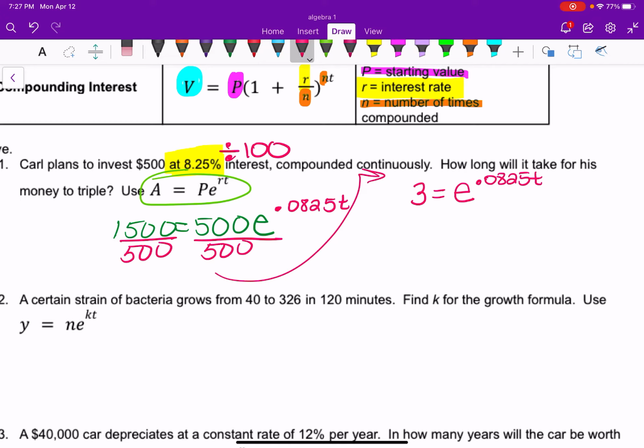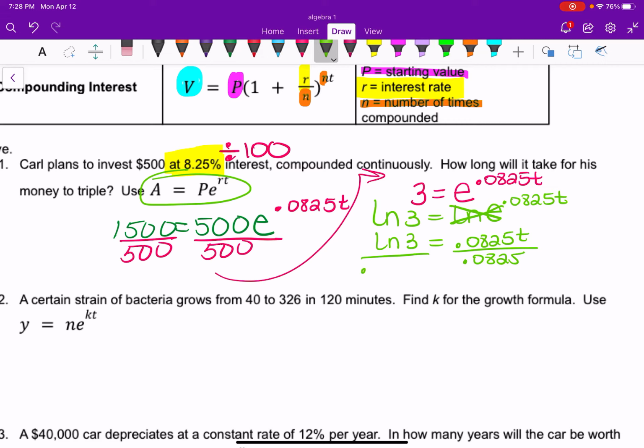Now we need to get the t out of the exponent. Well, if we're dealing with an E, we're dealing with a natural log. Well, if I take the natural log of each side, that will take care of the E. So I'm going to take natural log of 3 and natural log of E to the 0.0825t. Well, natural log of E, they're inverses, so that goes away. So now we have natural log of 3 equals 0.0825t. We're home free. I divide both sides by 0.0825. I get t by itself now.